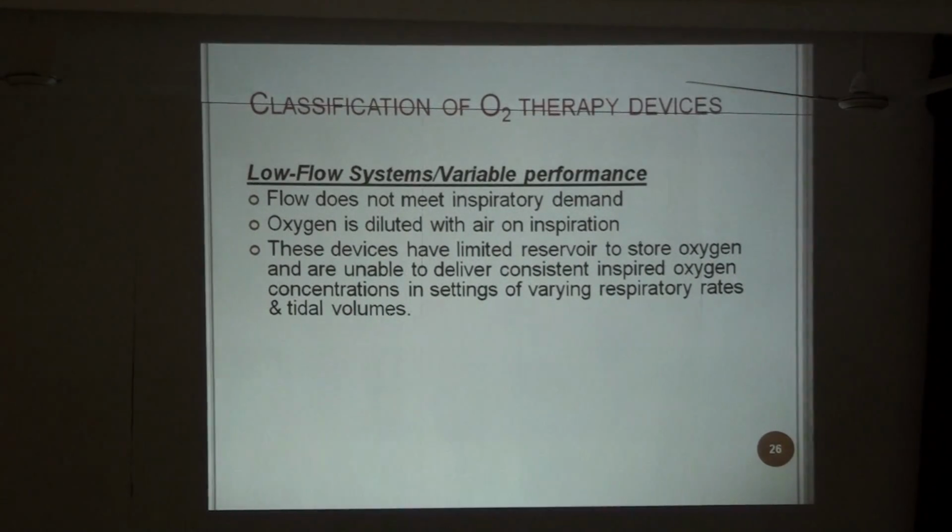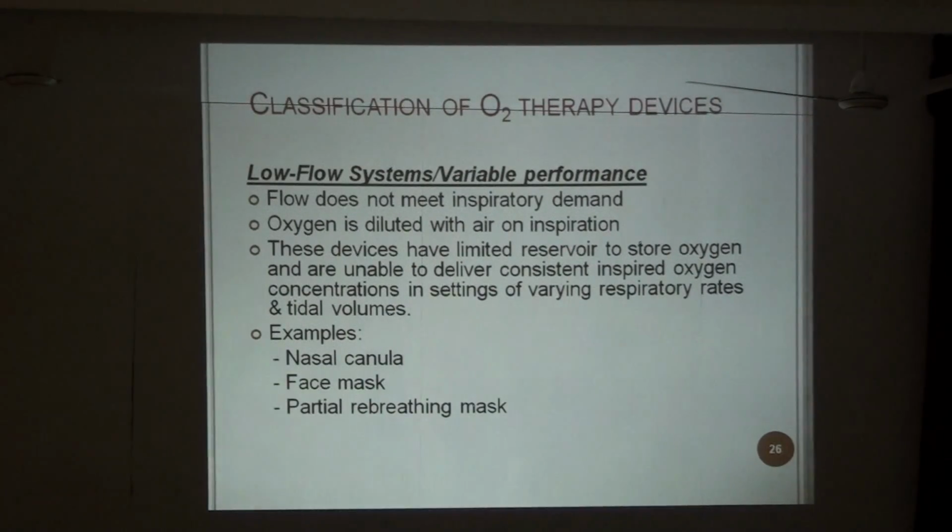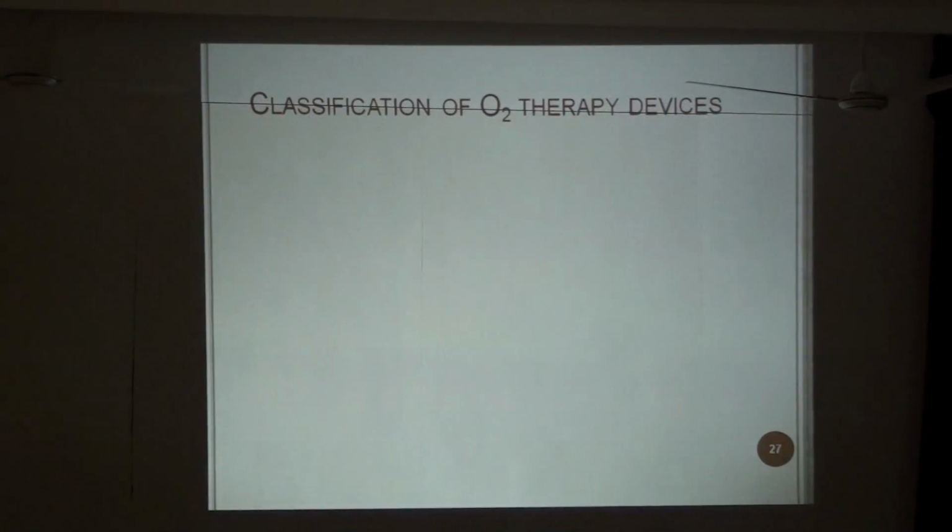These devices have limited reservoir to store oxygen and are unable to deliver consistent inspired oxygen concentration in the setting of varying respiratory rates and tidal volumes. As I had said, the performance is variable. Examples are nasal cannula, very often used in the wards, and face masks. Cannula means cannulas and prongs. Nowadays, of course, prongs are more commonly used than cannulas. Face masks come in various kinds, like the partial rebreathing mask and non-rebreathing mask. So these are the various kinds of variable performance devices, low flow devices.